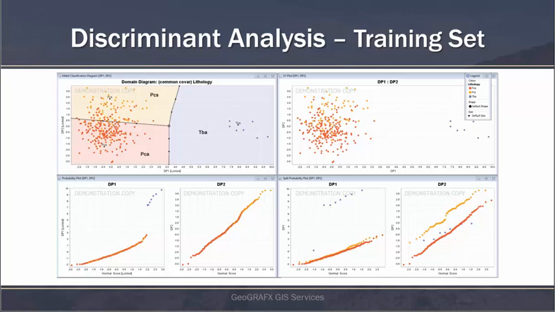In the lower right, a split probability plot subdivides the data according to the color attribute groups, in this case lithology, and plots a normal probability plot for each group for the selected variables on the same diagram, with the respective colors from the attribute dialog. You can see in this case, DP2 is doing a better job of separating the lithologies.